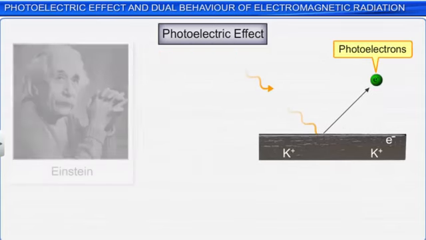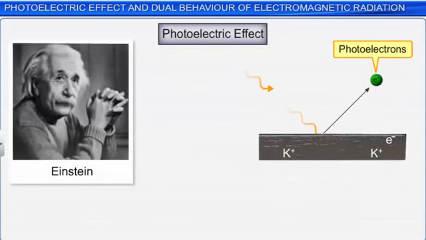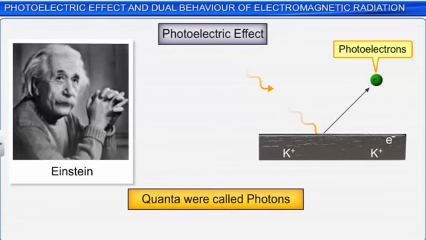Einstein explained these observations of the photoelectric effect, for which he received the Nobel Prize in 1921. He took into account Planck's quantum theory of electromagnetic radiation for explaining the photoelectric effect. Note that the quanta were called photons by Einstein.